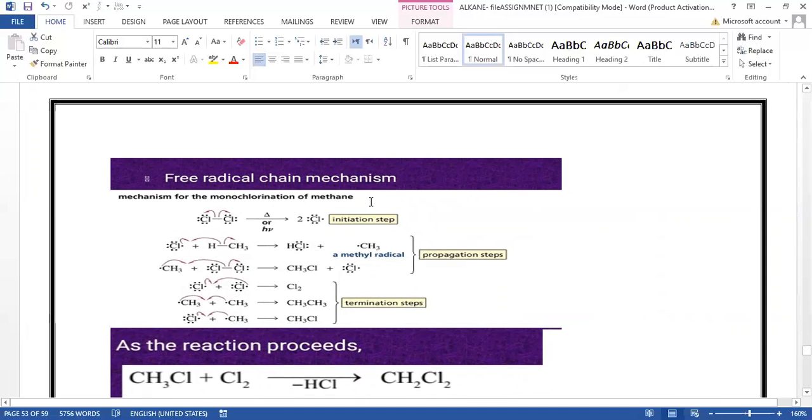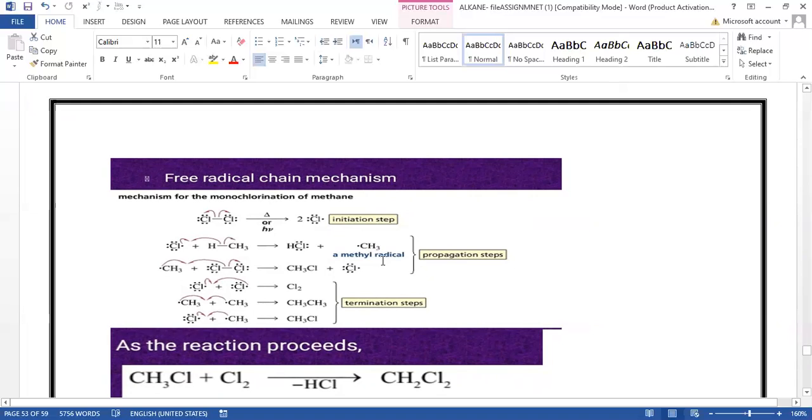In the initiation reaction, we have to initiate the reaction through a free radical, and we get the free radical through the homolytic cleavage of the halogen. This is the homolytic cleavage of chlorine, and we get two chlorine free radicals in the presence of sunlight. This initiator free radical attacks the methane, meaning the alkane, and we get HCl and a methyl free radical.